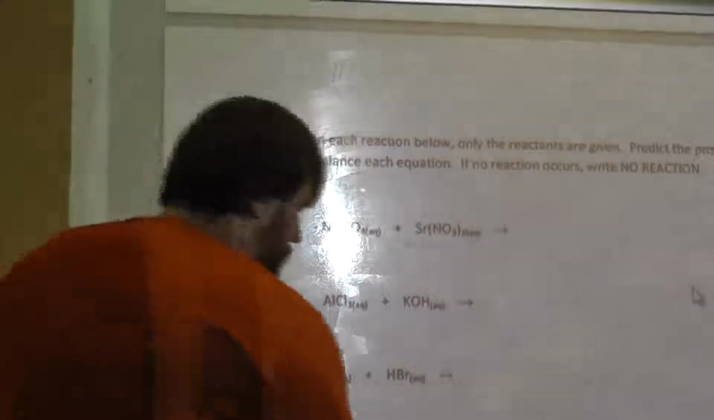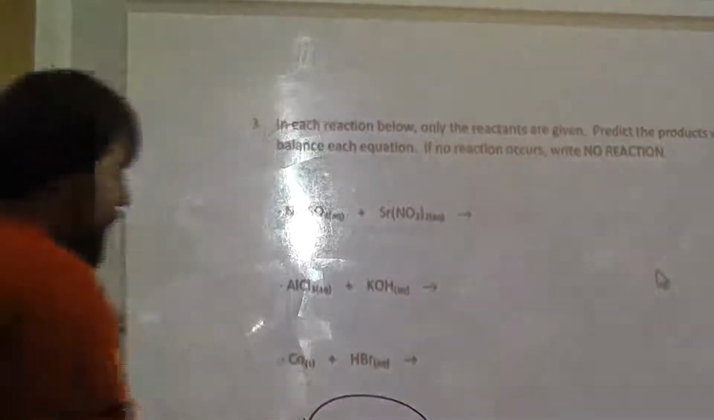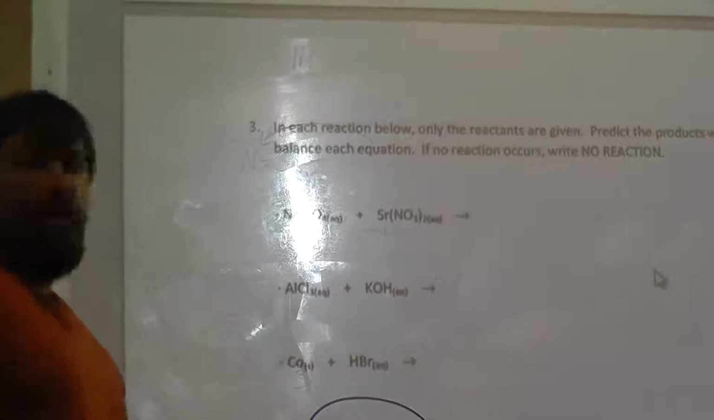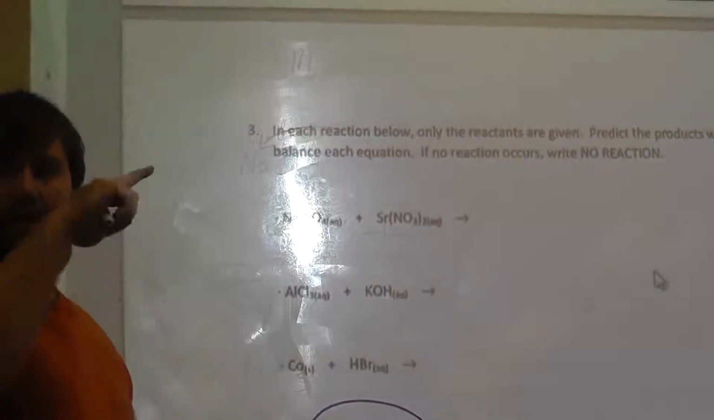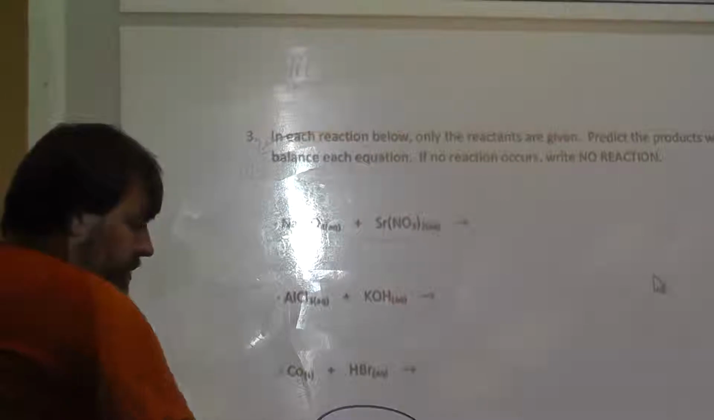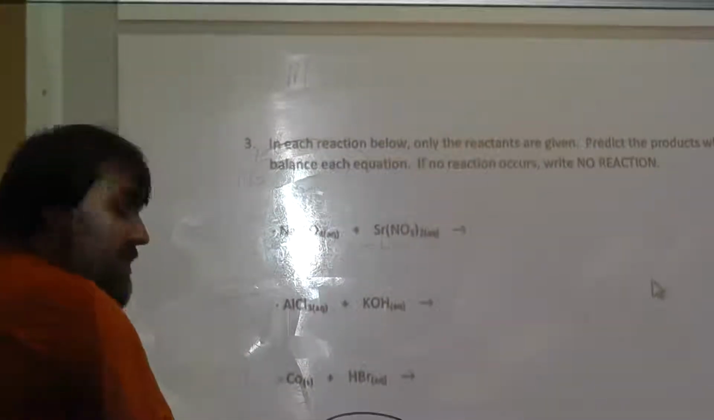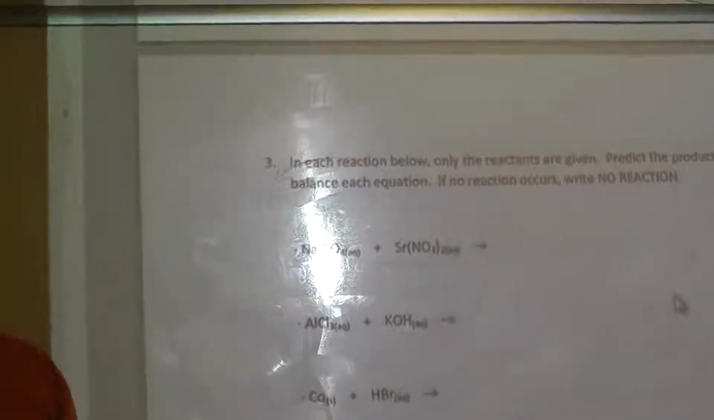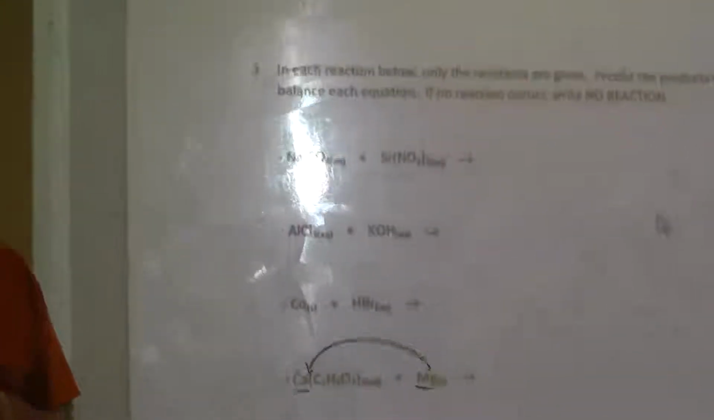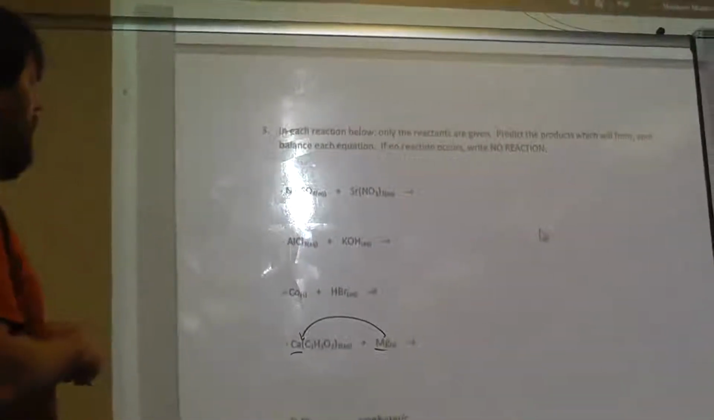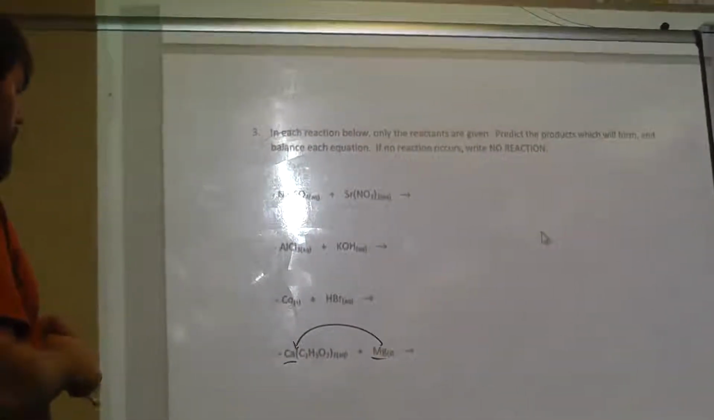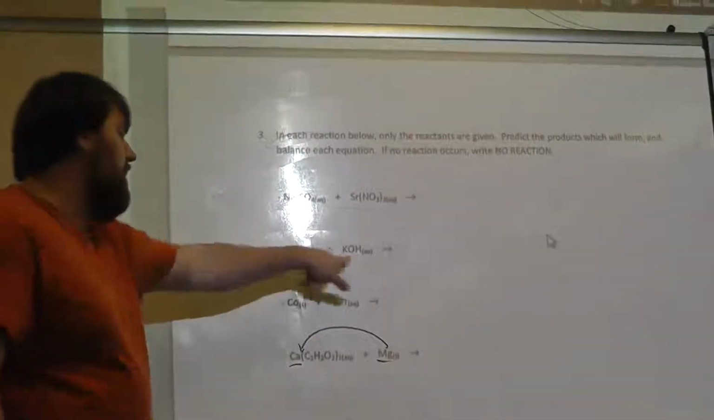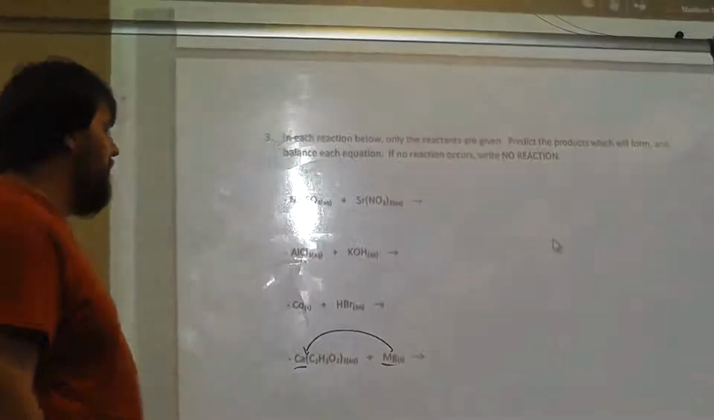Sorry. Because it's a single replacement, the metal that is trying to push the other metal out of its spot has to be higher on that chart. So if you find calcium and then you find magnesium, calcium's higher, so it's not going to let its little brother push it out of its spot. Are those all double and single replacements? The second one's neutralization. No, you've got a base but no acid, no acidic hydrogen.